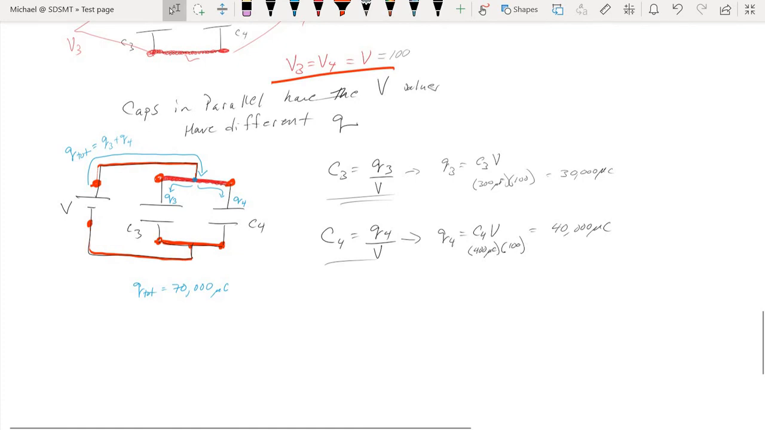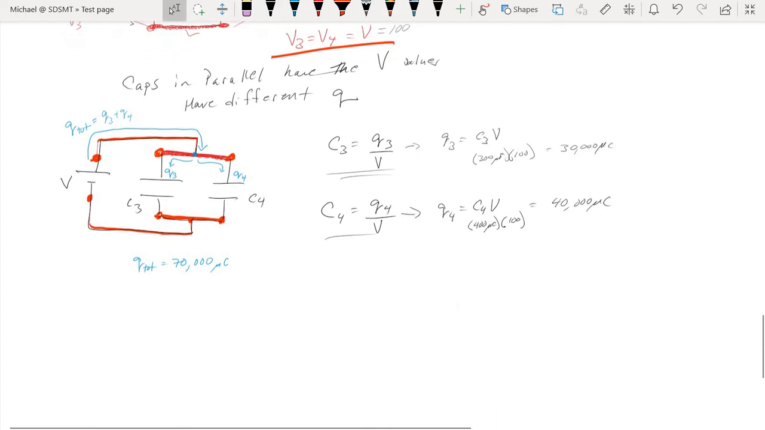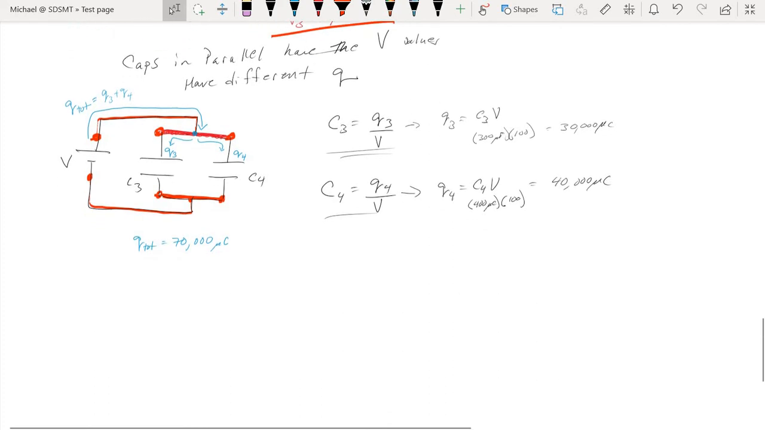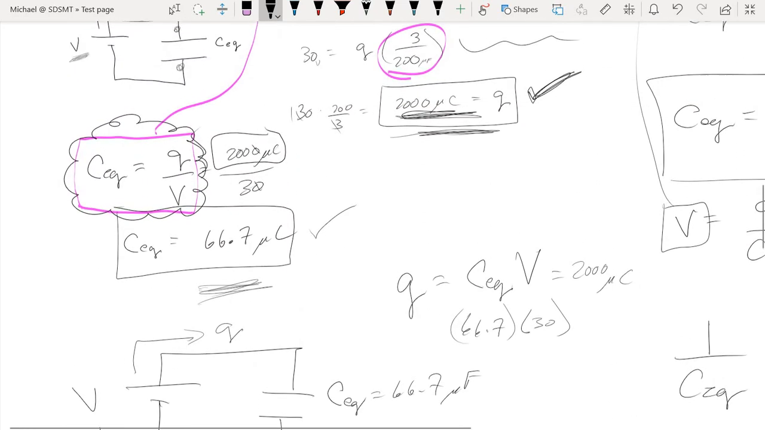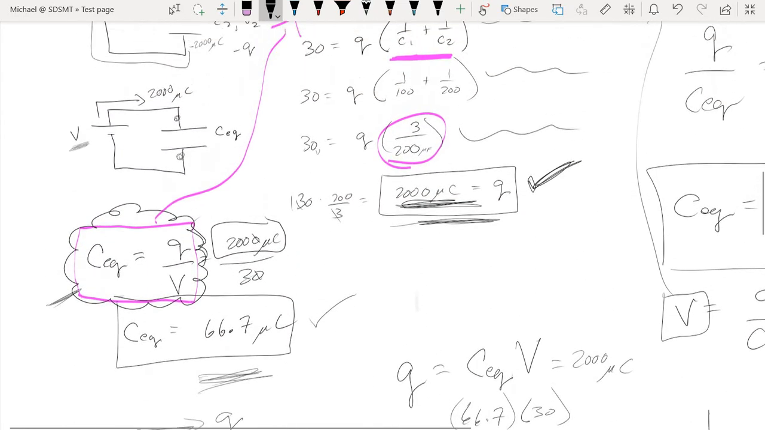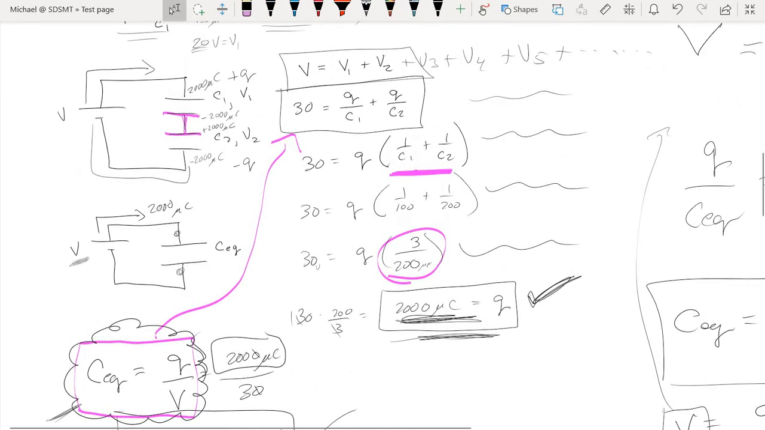Now this was a very straightforward and easy problem, but only because we already knew what the potential for each of these capacitors was going to be. In some future problems, we're not going to have that knowledge, but we still need to be able to figure out the answers to these systems. The next thing we want to do is see if maybe we can reproduce the equivalent capacitance idea that we used for the series capacitors.